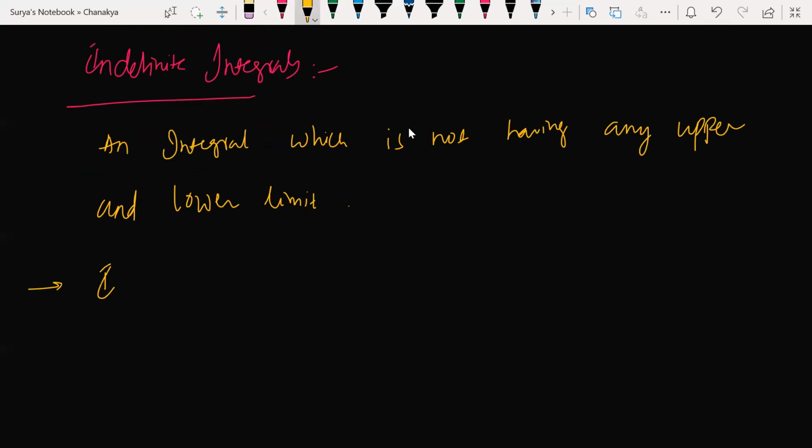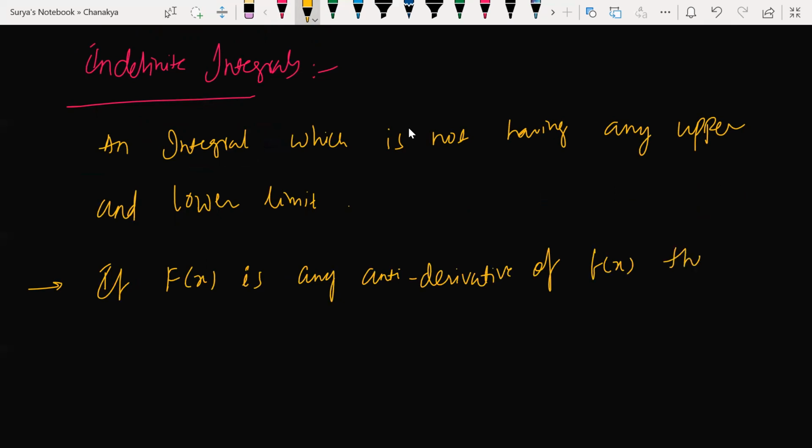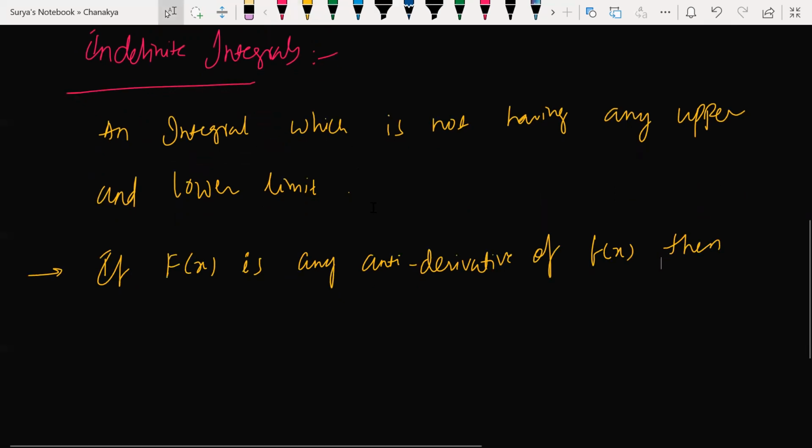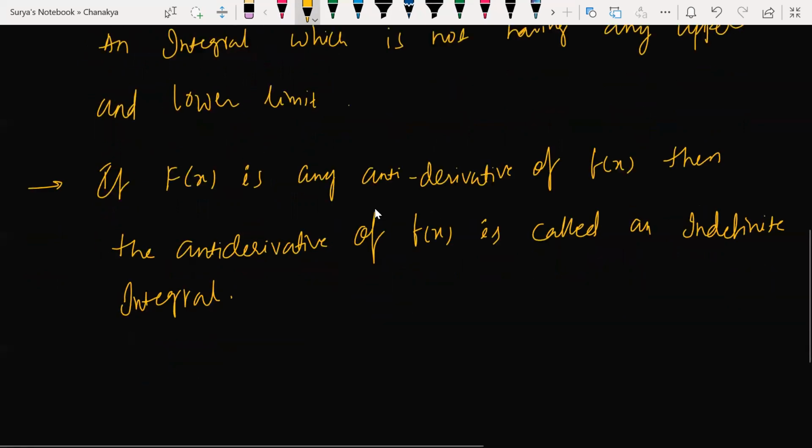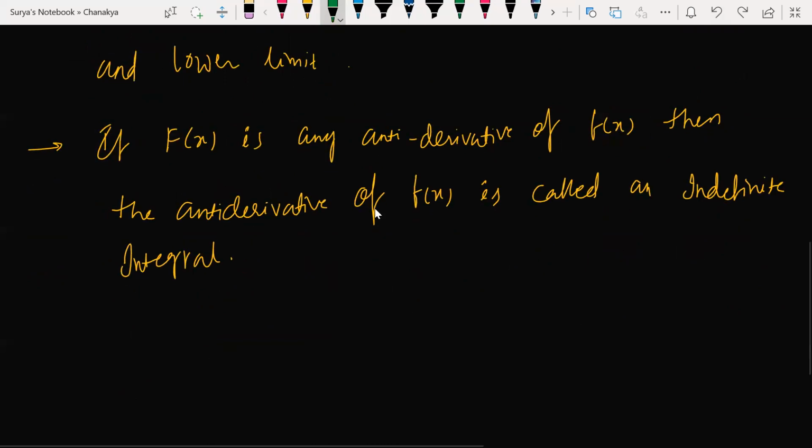Mathematically, if F of x is any antiderivative, what do you mean by antiderivative? The reverse of the derivative. If F of x is an antiderivative of some small f of x, then the antiderivative of f of x is simply called an indefinite integral. You can say the antiderivative of a function is the integral, or the reverse process of derivative is the integral. You can define it in either way.